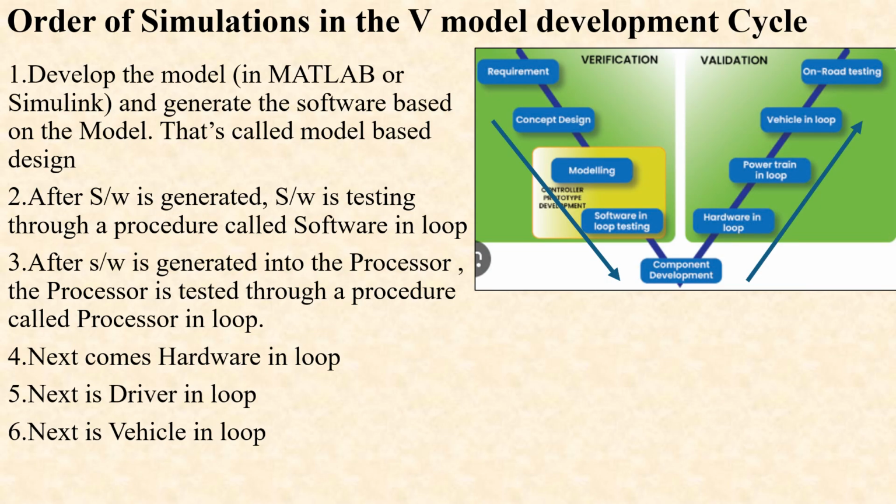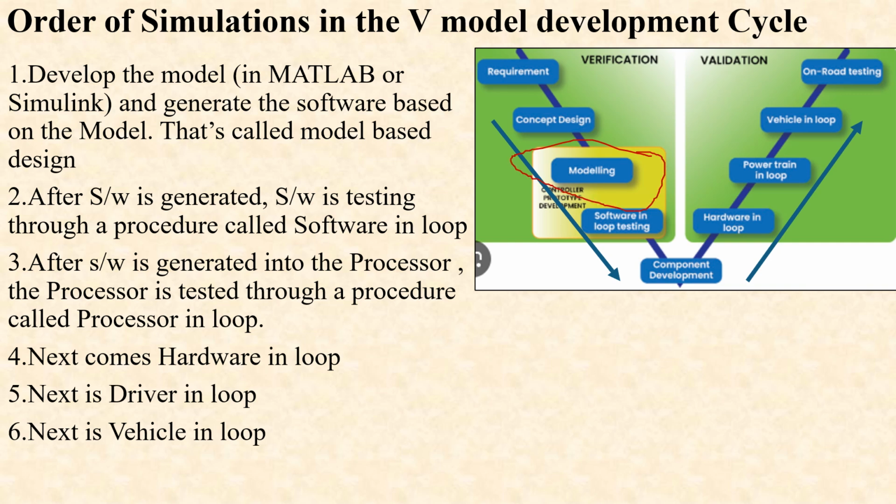Now, if you see the diagram on the right side, that is not exactly accurate, but here you can see that as we are developing, we are having various levels of simulations. Okay, the first level of simulation is you develop the model in MATLAB and generate the software based on the model. This is called model based design. And once the model is developed, you check the efficacy of the model, the correctness of the model, through a process called model in loop.